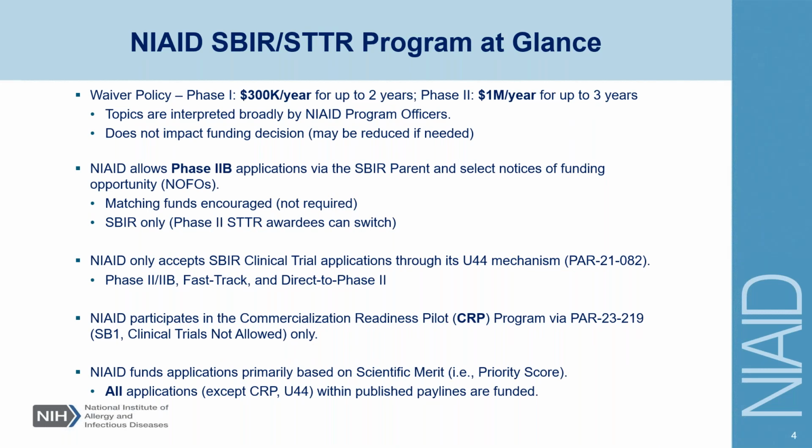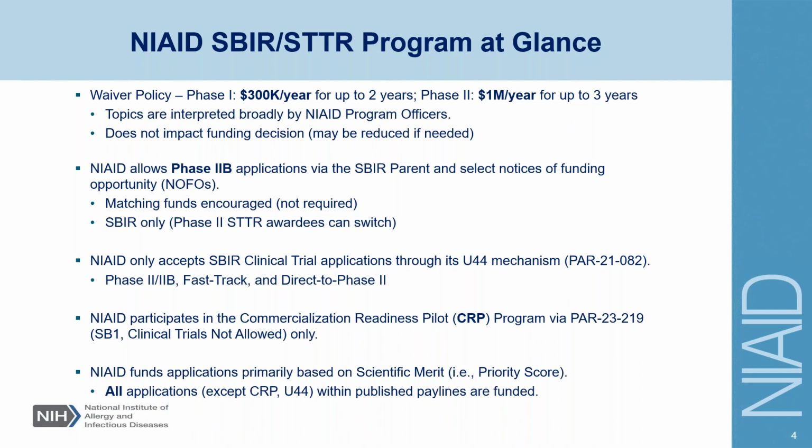For the budget cap, if you fit within one of NIAID's waiver topics, NIAID does allow budget over the SBA hard cap for NIH SBIR STTR awards. So for the waiver budget, NIAID does allow for Phase 1 awards up to $300,000 per year for up to 2 years, and for Phase 2 awards up to $1 million per year for up to 3 years. The waiver topics are generally interpreted broadly by NIAID program officers, and they are confirmed at the time of the award, and pre-approval is not necessary before you submit your application. And just be aware, requesting the waiver budget will not impact funding decisions.